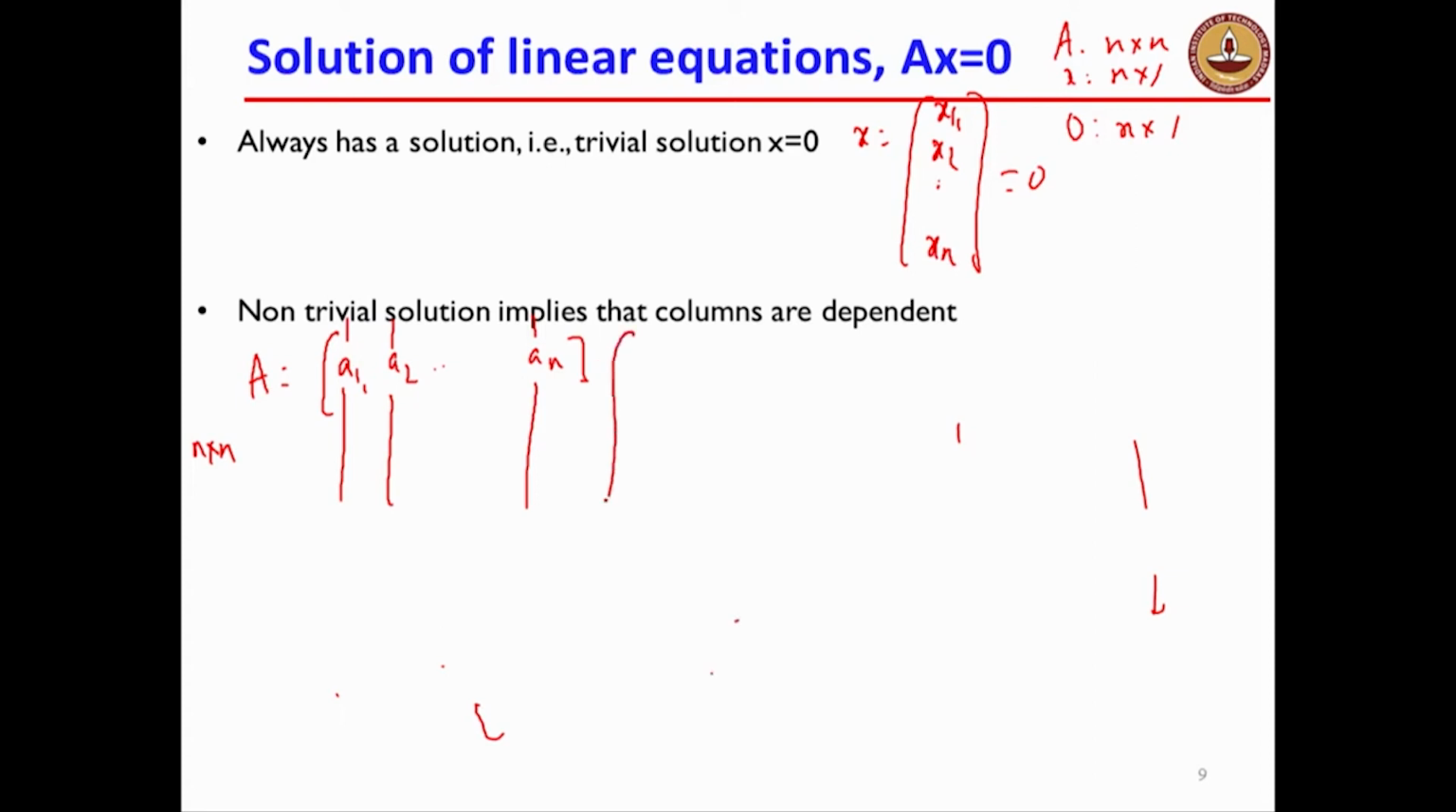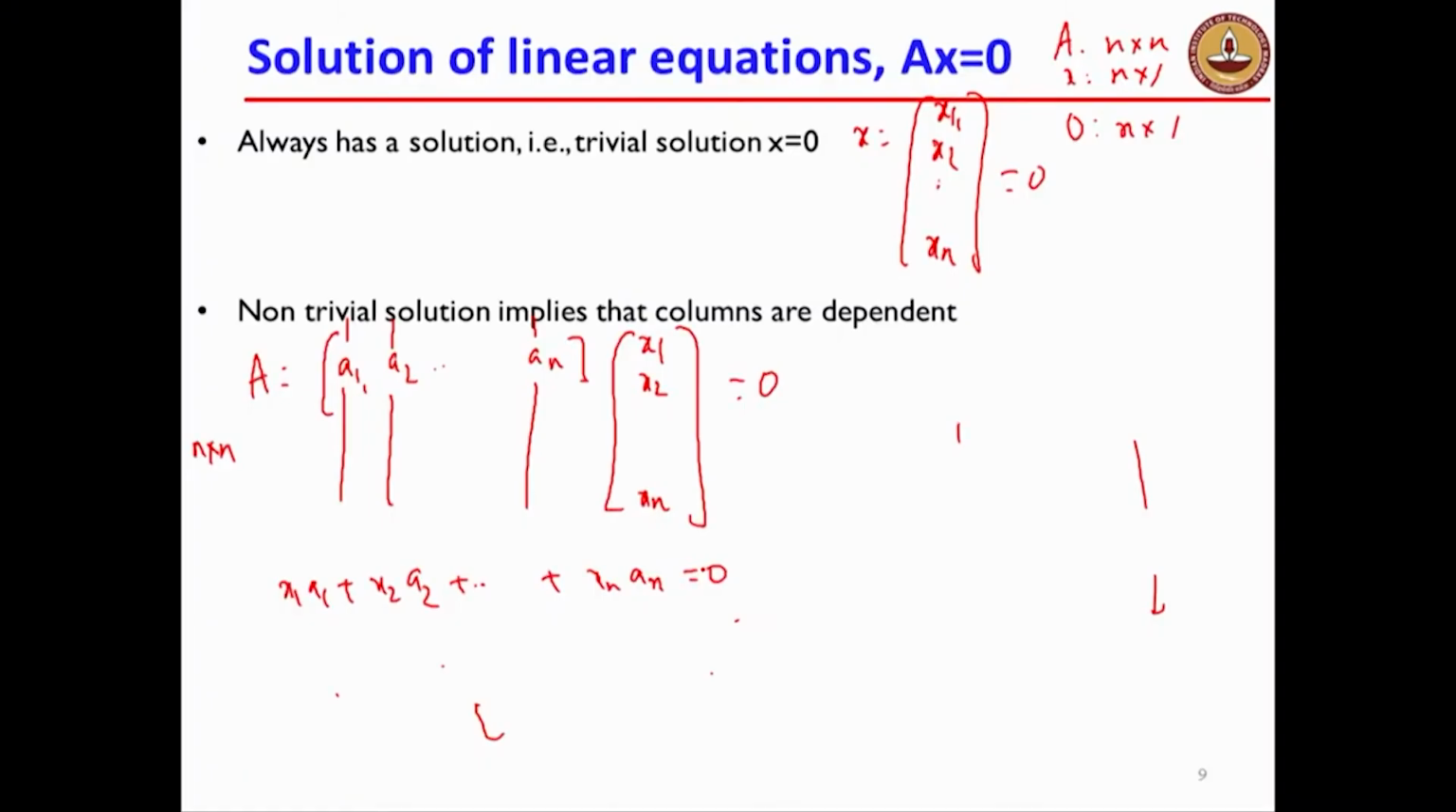Now, what this means is that x1, x2, xn is equal to 0. So, I am asking you this question, x1 a1 plus x2 a2 plus dot dot dot plus xn an equal to 0. If there exists a non-trivial solution, non-trivial means at least one of them is non-zero, then obviously the column vectors are all dependent. So therefore, if there exists a non-trivial solution, the column vectors are dependent. Conversely, if the column vectors are dependent, then there exists a non-trivial solution.